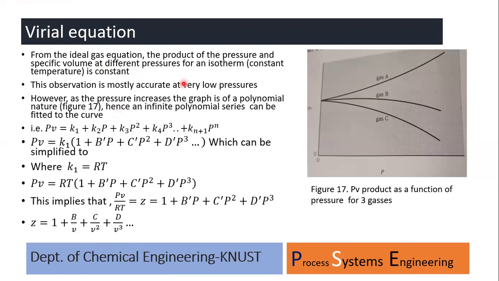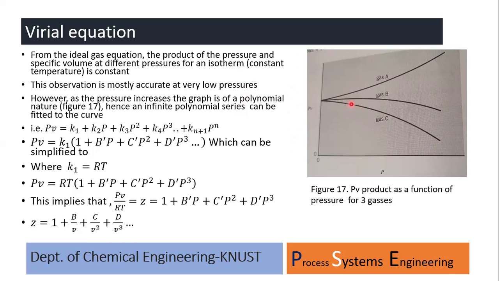So let's say I have PV equals RT, and I'm keeping temperature constant. We already know that R is a constant, so we expect PV to be constant. But when the pressure becomes very high, it is no longer ideal. We are no longer going to see it behaving like a constant.